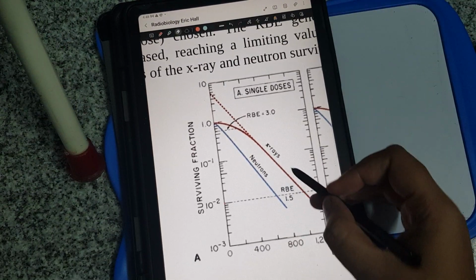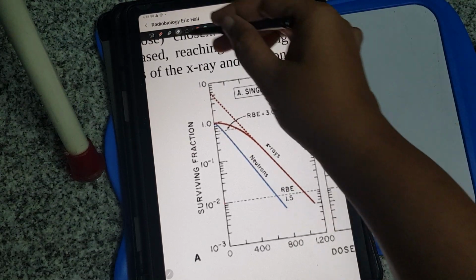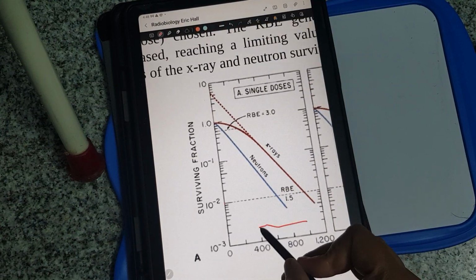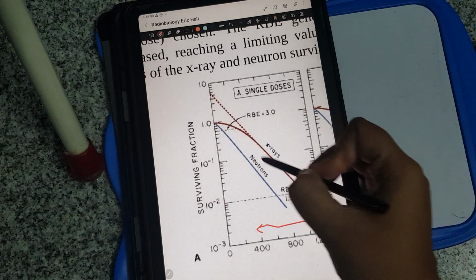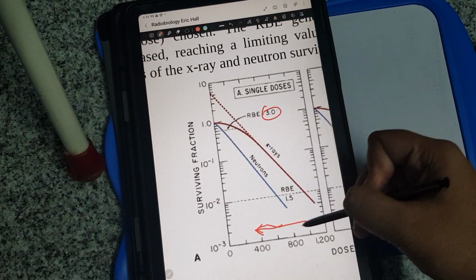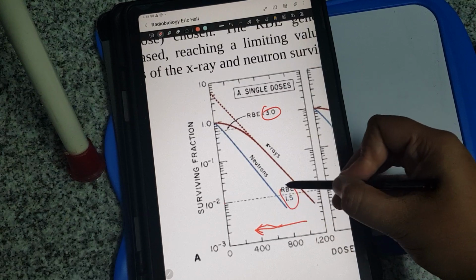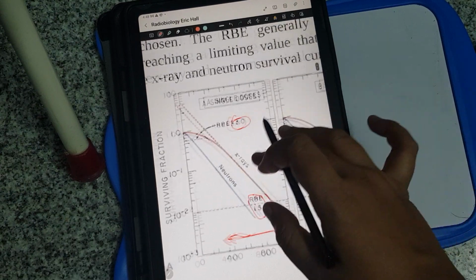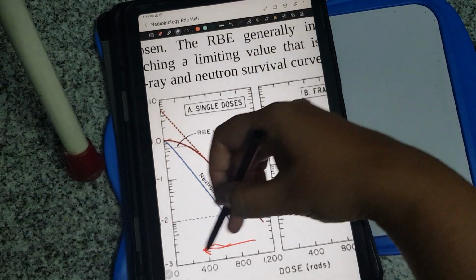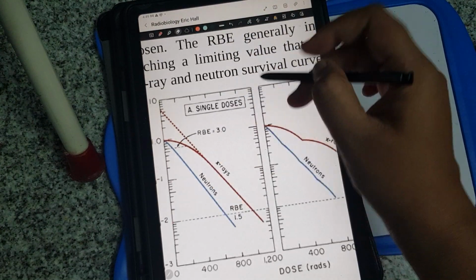Basically, as the dose decreases, the RBE increases. So here the dose is decreasing, the RBE is increasing to 3. Here the dose is more, where RBE is less. Okay, that's the basic point. Now the thing is, this is for a single dose fraction. This is for a single dose.